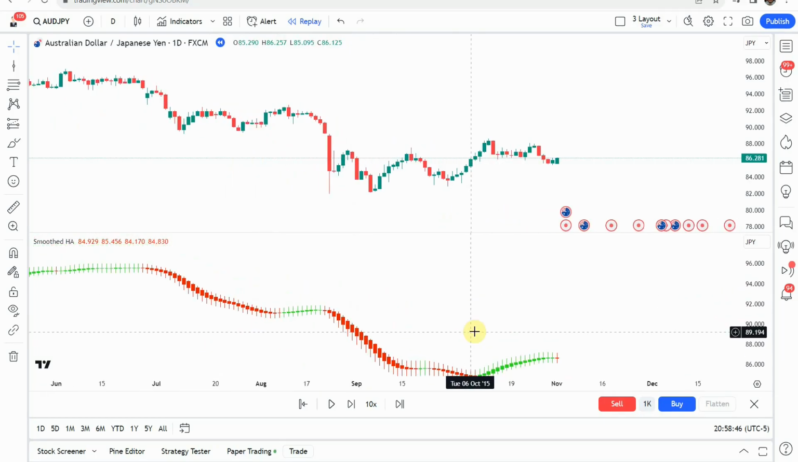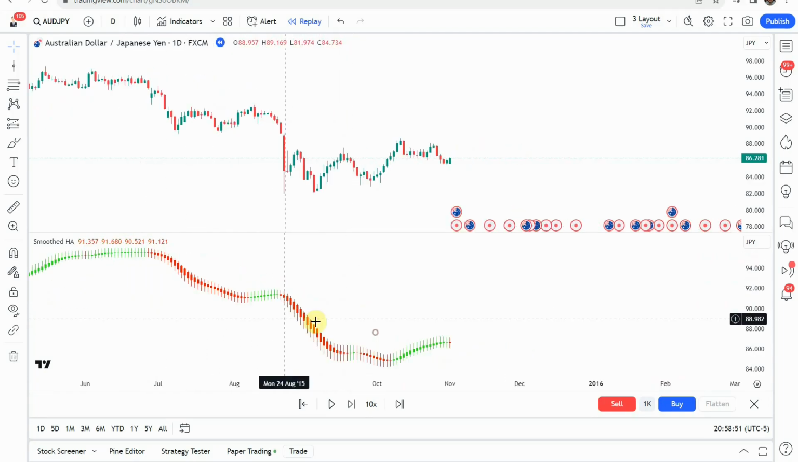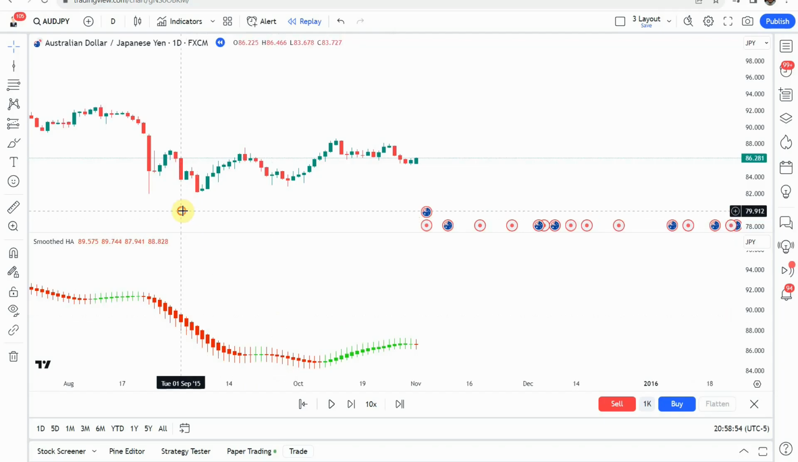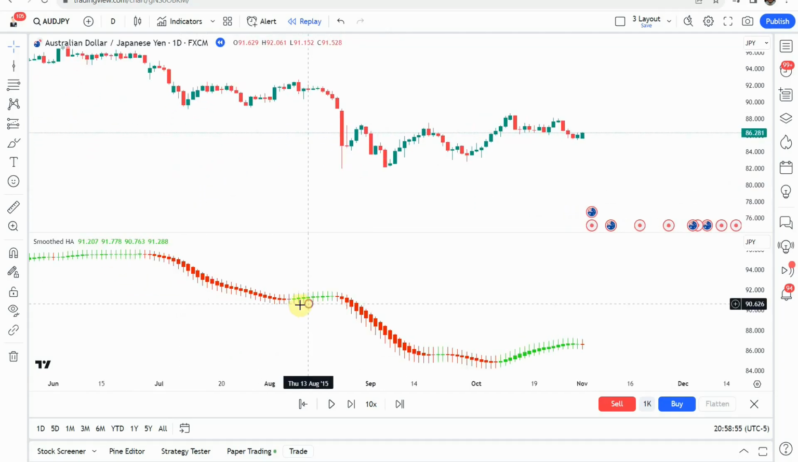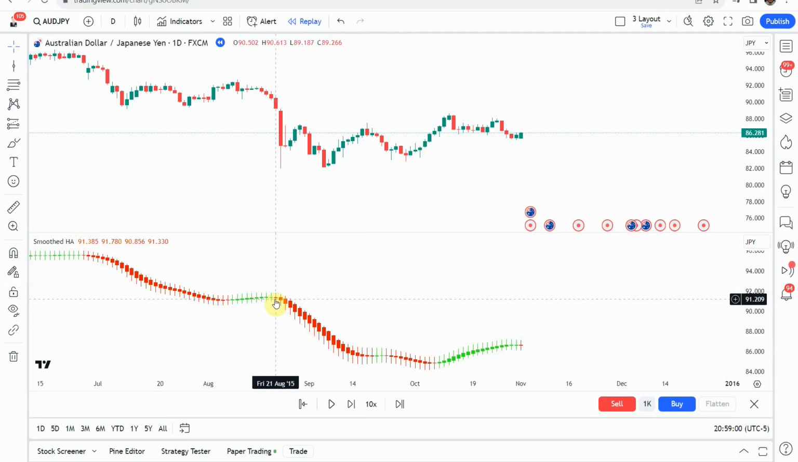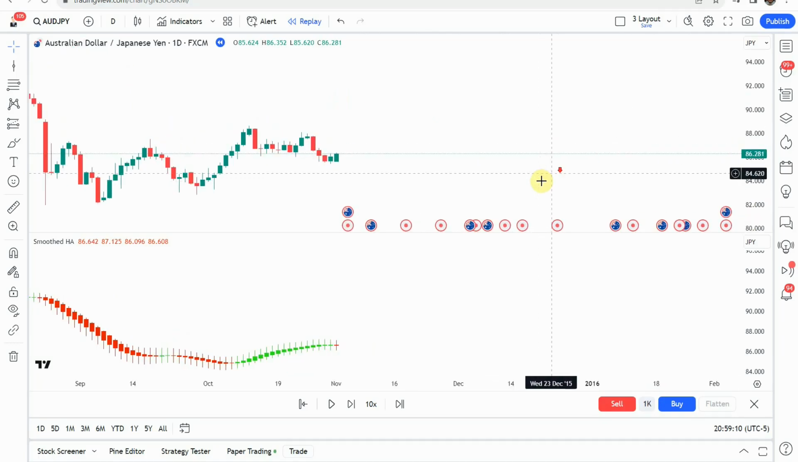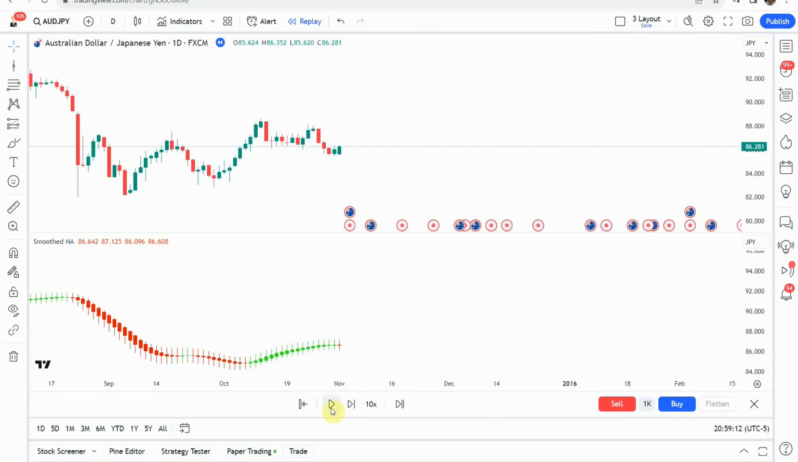And so you can see that we get this nice shift from green to red and red to green and so on. And so what we are looking for is when we get that coloration shift. When we get a shift to red, that is going to be a signal to go short. When we get a shift to green, that's going to be a signal to go long. So let's go ahead and take a look at a few trades here.